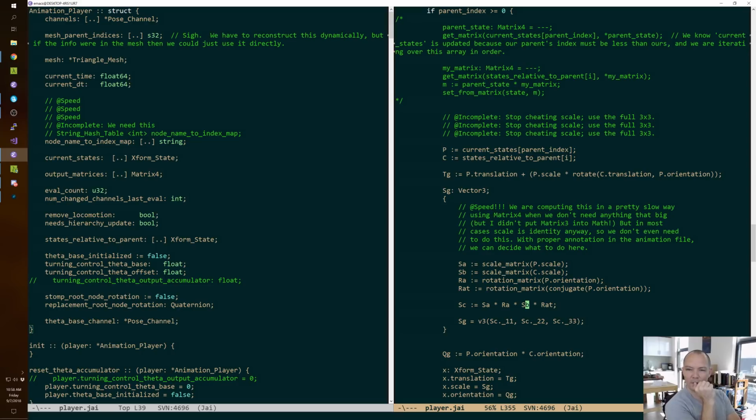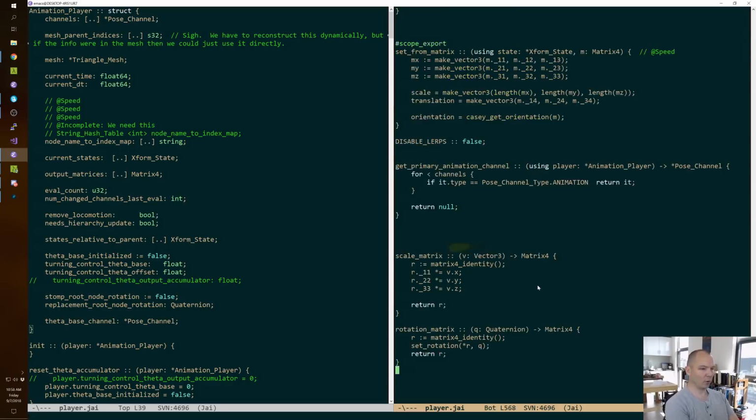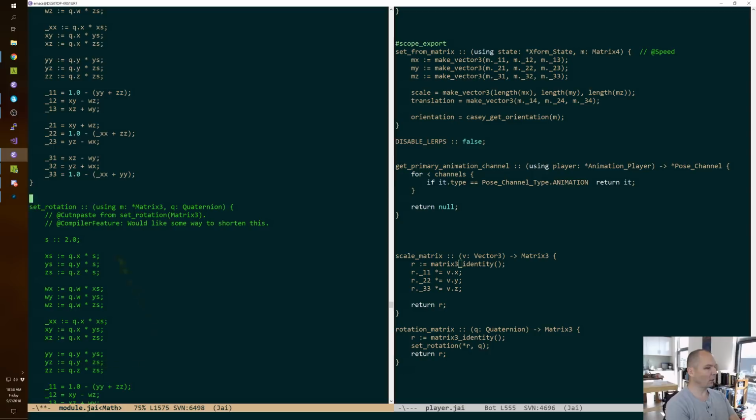Do the matrix 3 now. We could do that. Let's do that because we've got some more time. We're going to need matrix 3 multiplies and all that. If we turn scale matrix and rotation matrix into returning matrix 3s, then everything automatically has to work. So we're going to need a matrix 3 identity. We're going to need set rotation, all this stuff. So let's go back to math. Set rotation on matrix 3.